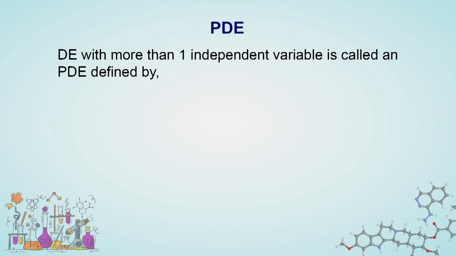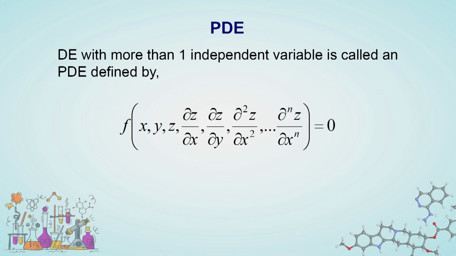We can say that z equals f(x, y), where z is the dependent variable and x, y are the independent variables. It means there are two independent variables, x and y. Then the changes exist as del z by del x, del 2z by del x square, and so on.